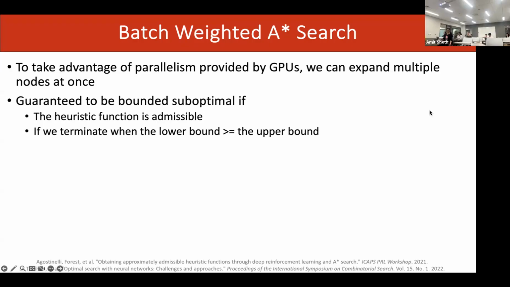Can't remember. And we do this modified version of this search to account for the fact that our heuristic function is a deep neural network, it's computationally expensive, and so we can look at multiple states at a time instead of just one at a time, as is typically done, to speed up our search. So we call it batch weighted A-star search. Okay.